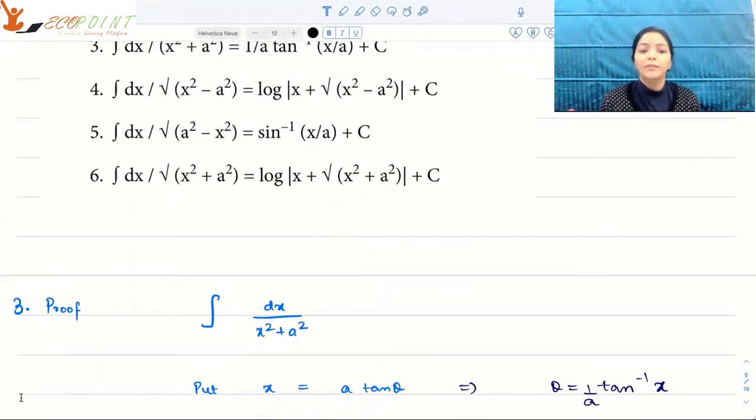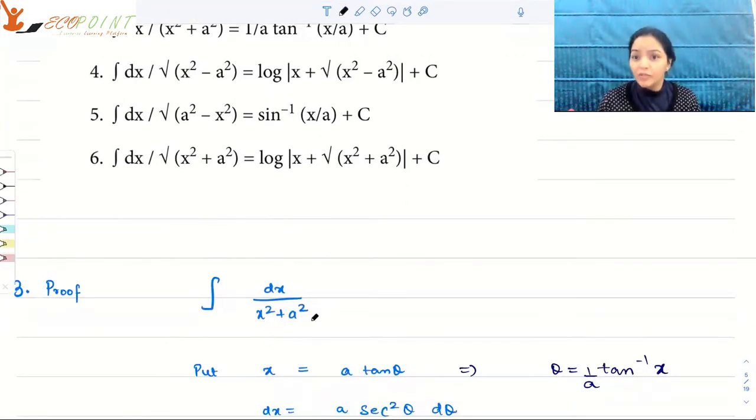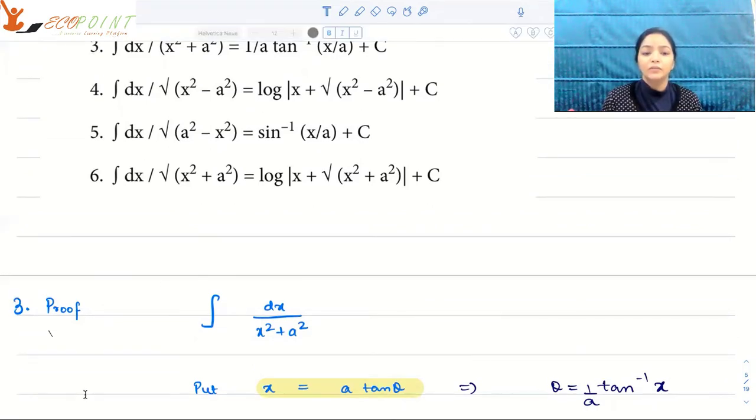Now, first of all, I'm going to take the proof of 1 upon x squared plus a squared. So let's integrate 1 upon x squared plus a squared. The trick here is that you take x as a times tan theta, which means theta is tan inverse x by a. If you differentiate, dx is equal to a times secant square theta d theta. So that gives you dx.